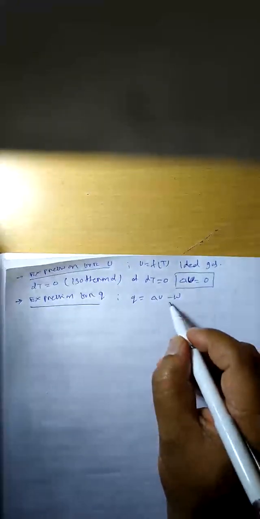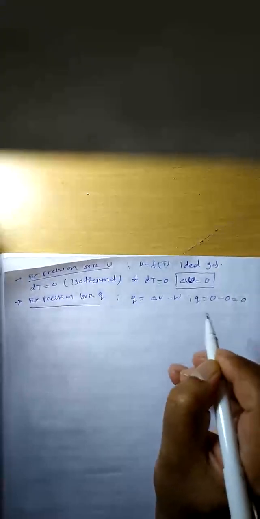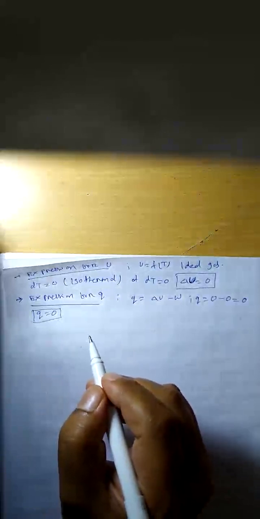Expression for Q. From the first law, we know that Q is equal to delta U minus W. Minus W means work done by the system. Delta U, the change in internal energy, is 0, and work done is also 0. So 0 minus 0 is equal to 0, that means Q is equal to 0. There is no heat exchange between the system and the surrounding. So Q is also equal to 0. W is 0, Q is 0, U is 0.